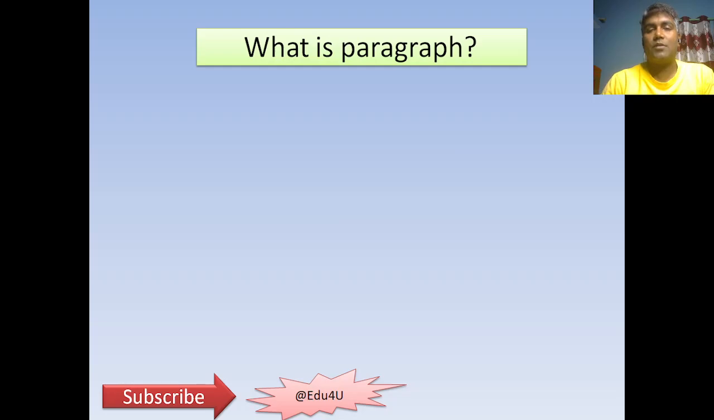What is paragraph? When you think of the definition of paragraph, what comes to your mind? You must have written different paragraphs in your life, in your examinations, and you must have read different paragraphs when you read stories or essays or any kind of text. So, what comes to your mind when you think of paragraph?